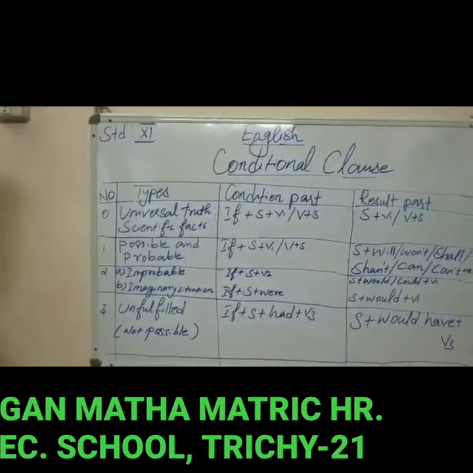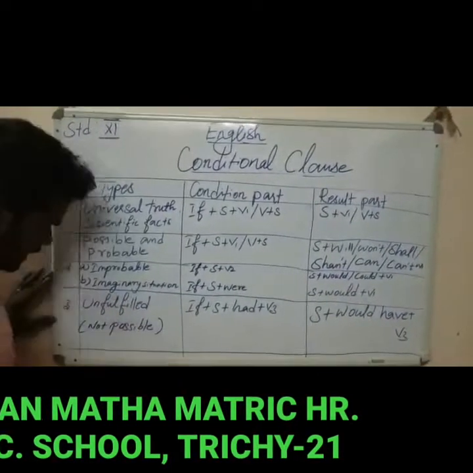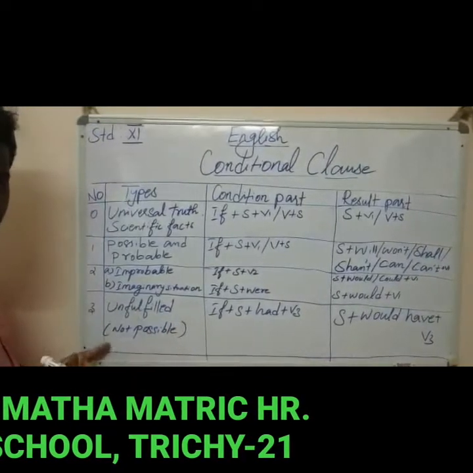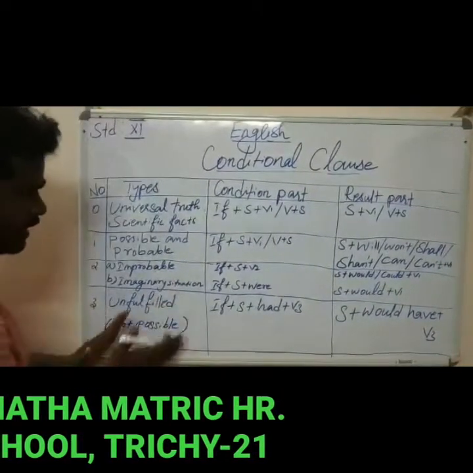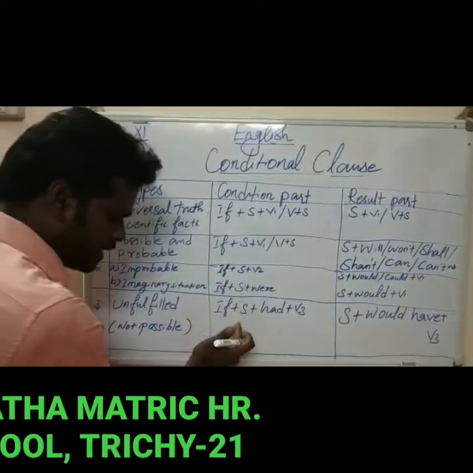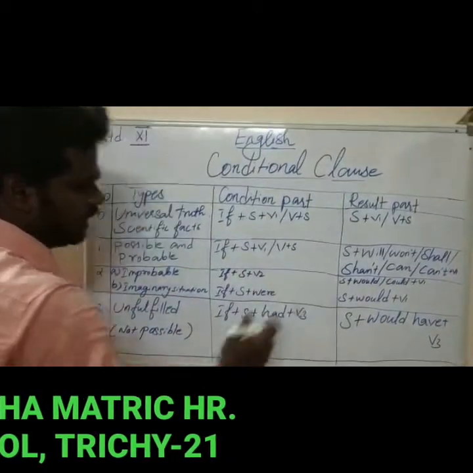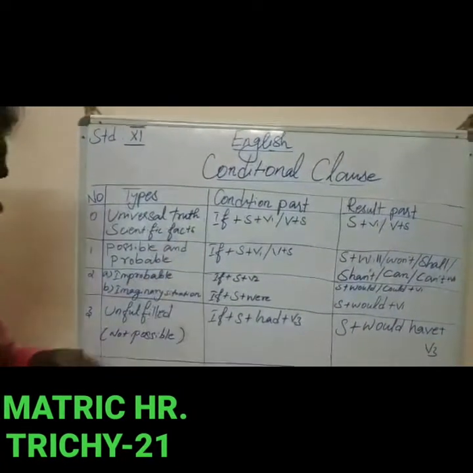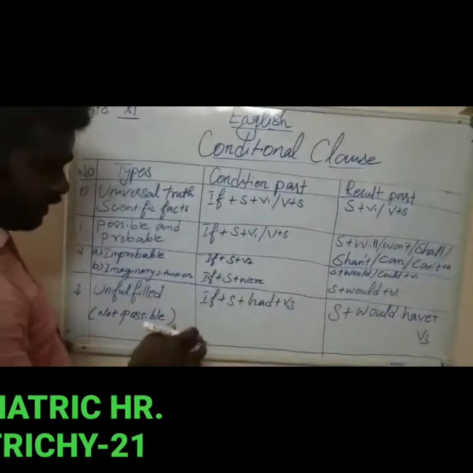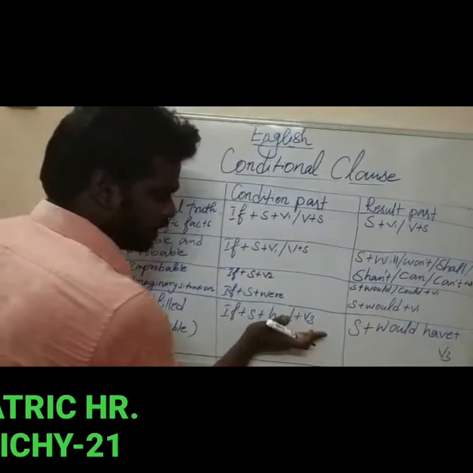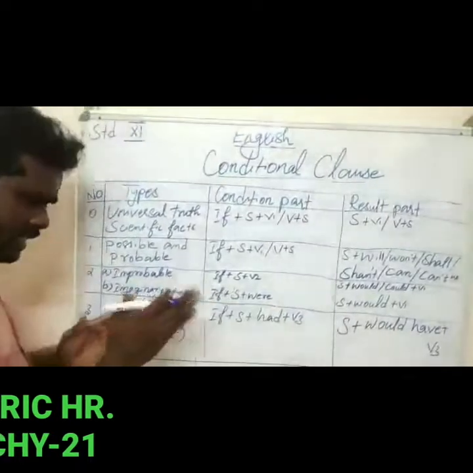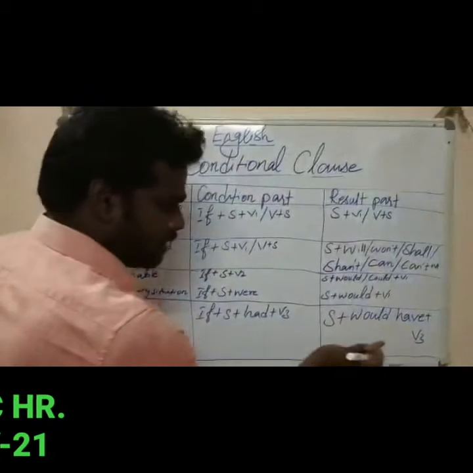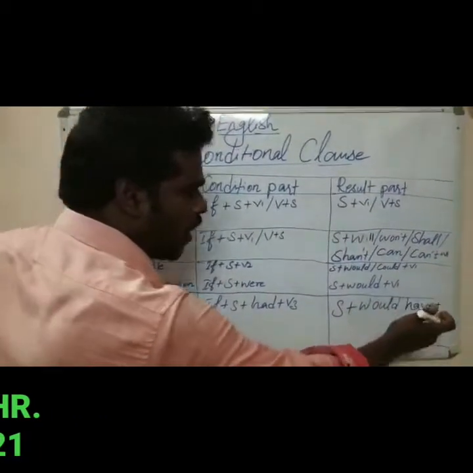Okay. Third type: unfulfilled condition. Something had already happened, this verb is already finished. Okay. Unfulfilled condition, the condition part: if plus subject plus had plus V3. Past perfect. We know the past perfect tense forms, so we can identify it. Had plus V3, past perfect. But here is if, so this is the condition part. Okay, this is an incomplete sentence. It's not complete meaning. Okay.